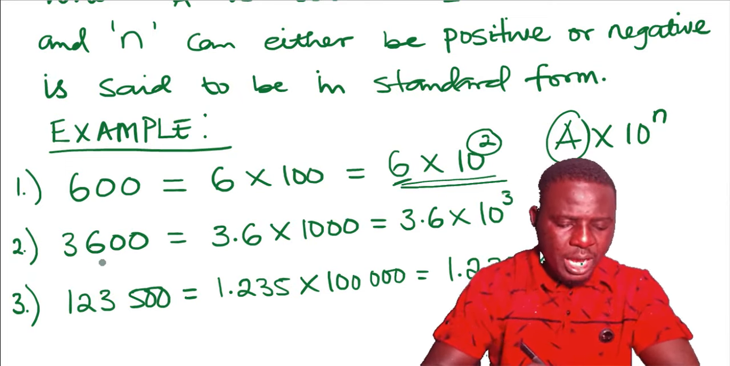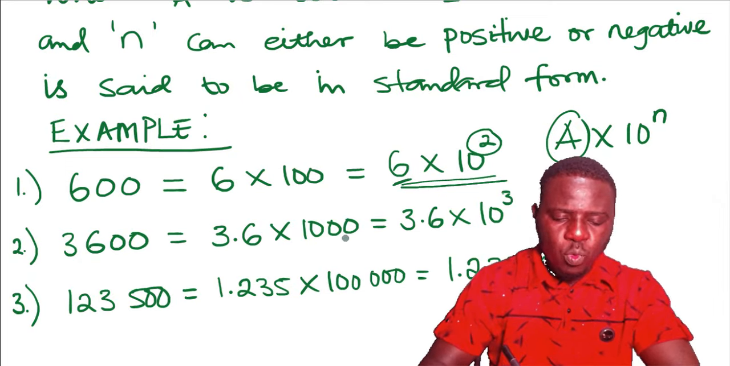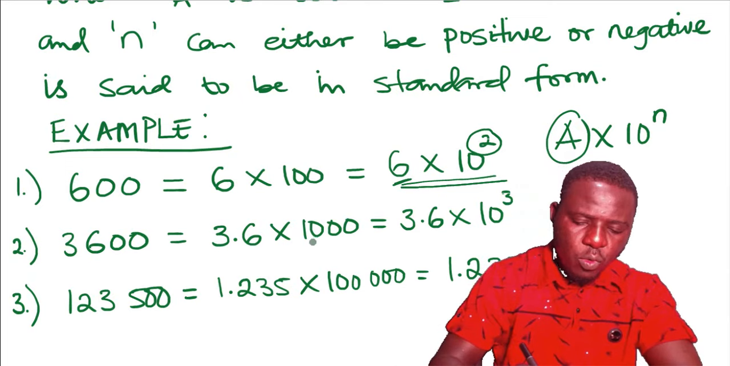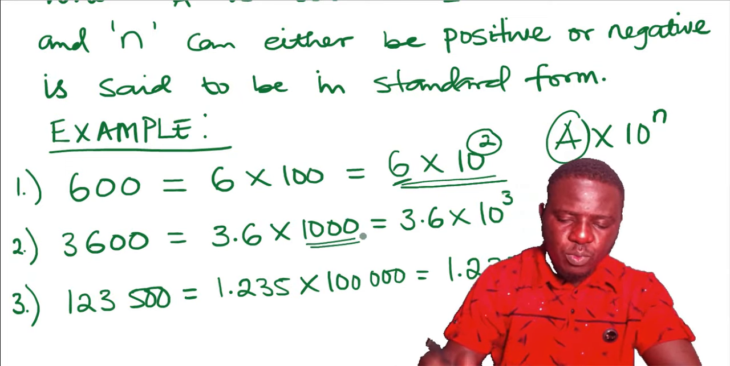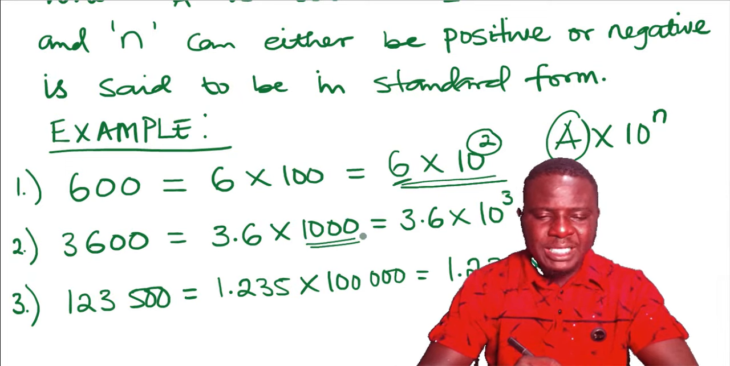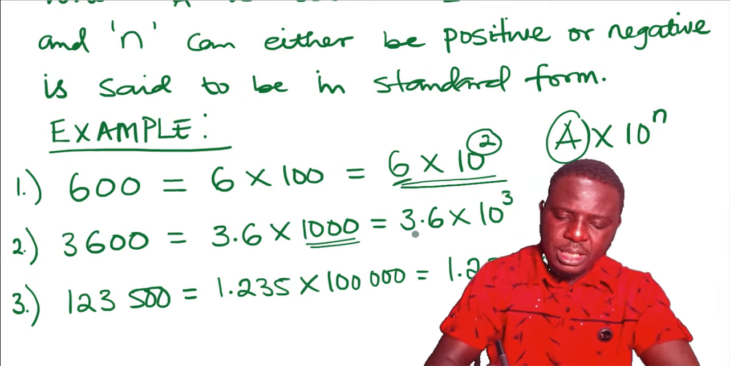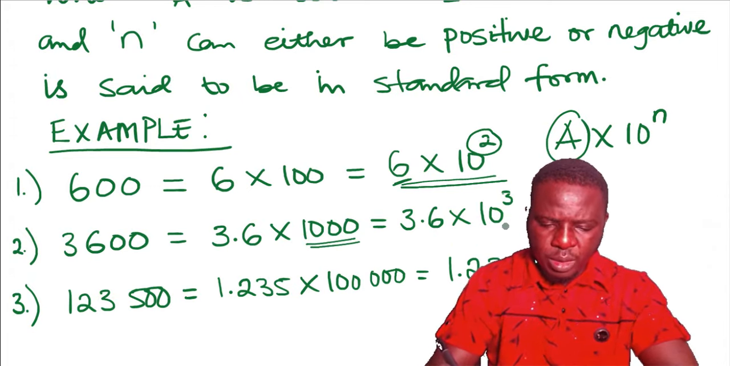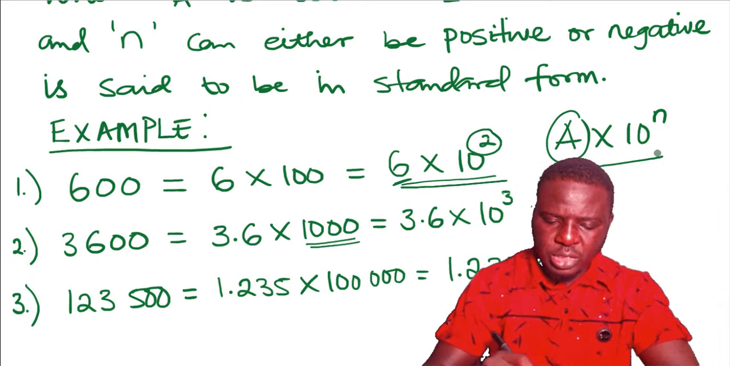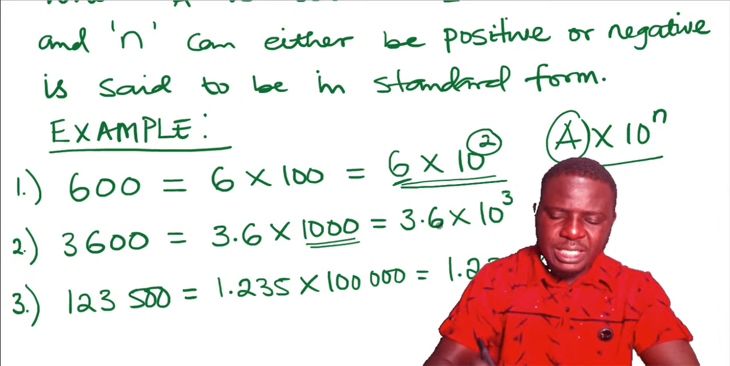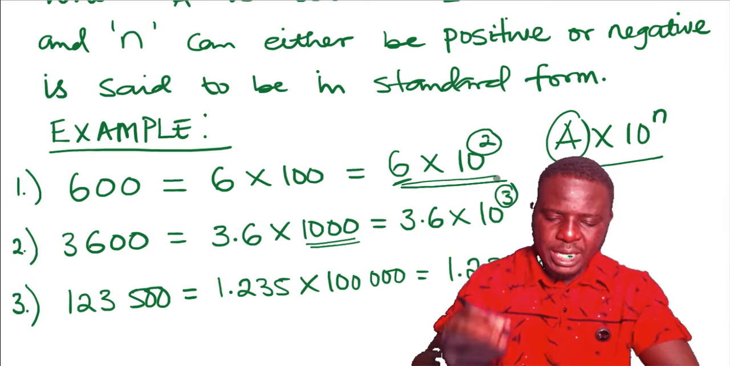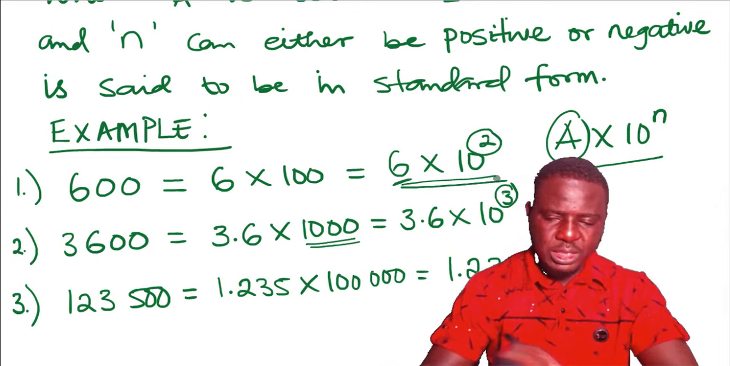3600, number 2, can be expressed as 3.6 times 1000. And this can further be written as 3.6 times 10 raised to the power of 3, because 1000 is said to be a multiple of 10. 10 multiplying itself 3 times will give you 1000, and such a number can be conveniently written as 3.6 times 10 raised to the power of 3. Now, if you look at it with this criteria, you will discover that 3.6 is a digit that falls between 1 and 10, as well as n, 3, is said to be a positive whole number.